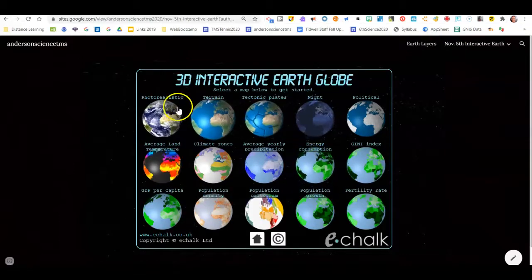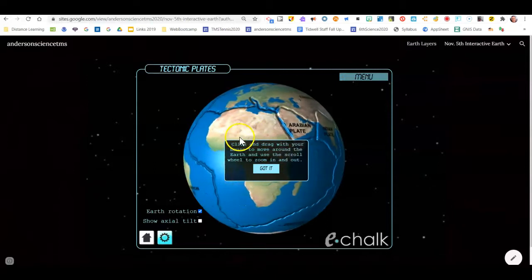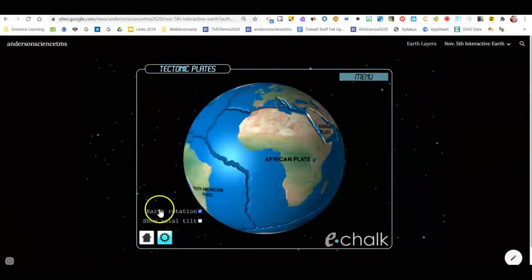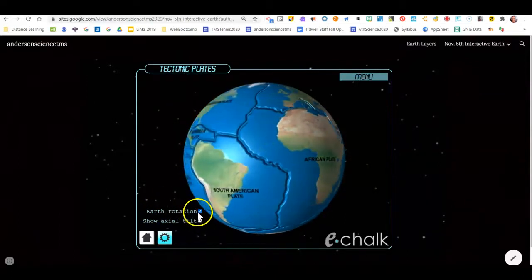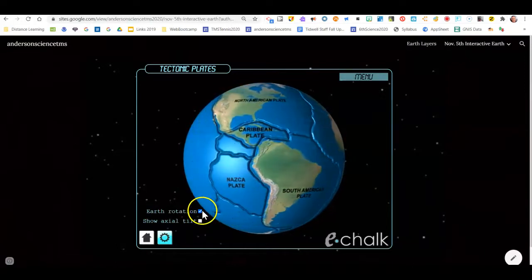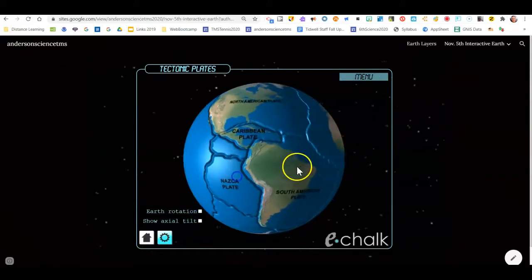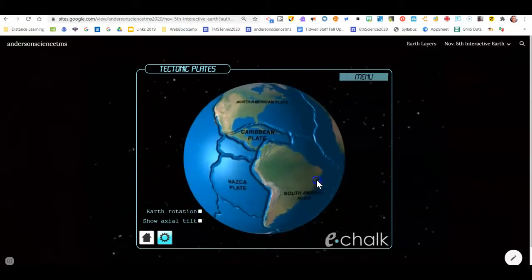It's got a bunch of things. The one we're going to concentrate on right now is the tectonic plates one right here in the middle. So we'll click on that. That's going to open up this Earth. And I'm just going to click Got It. And I'm also going to unclick Earth rotation. That's really important because otherwise the Earth is going to spin, which is kind of cool. But we want to be able to move the Earth on our own. So I'll unclick that.